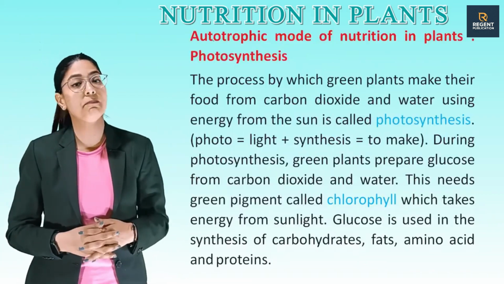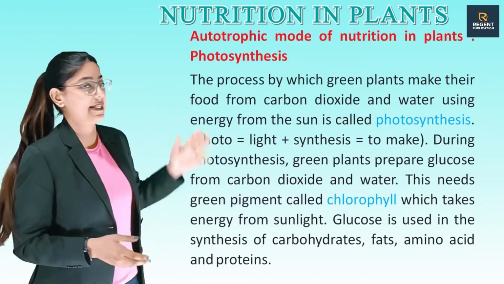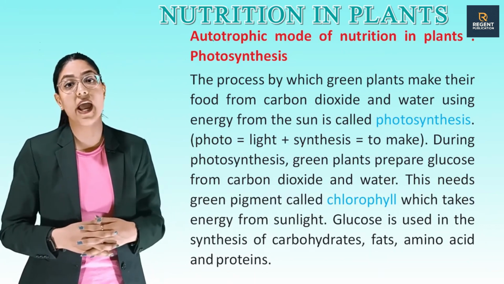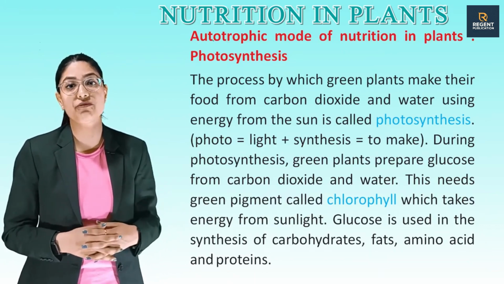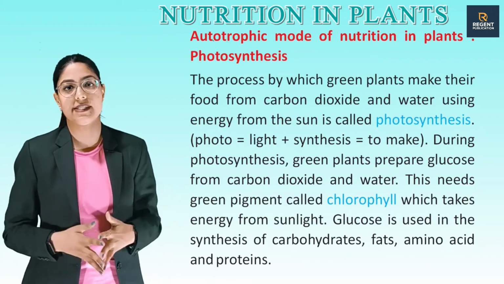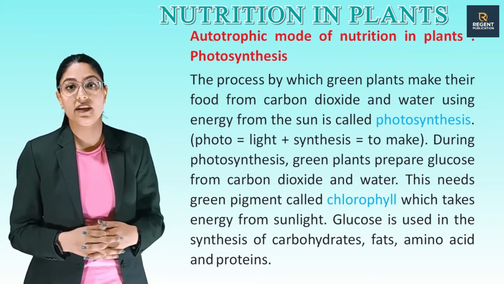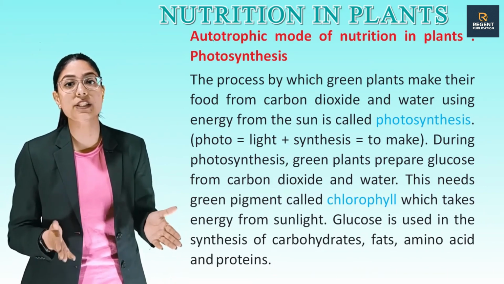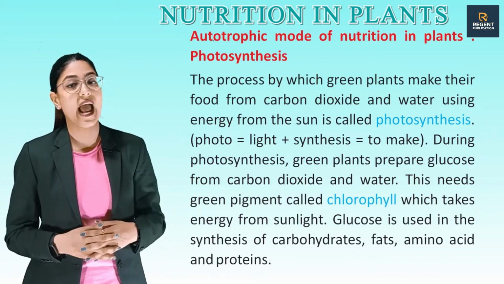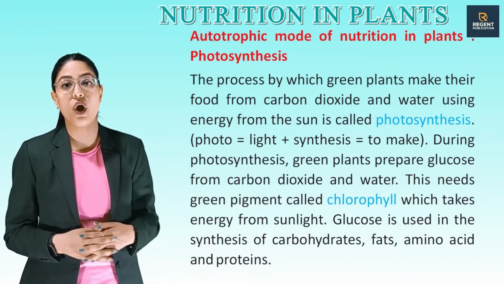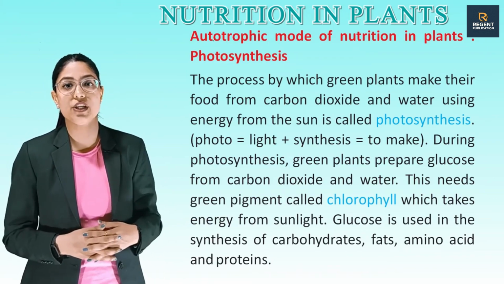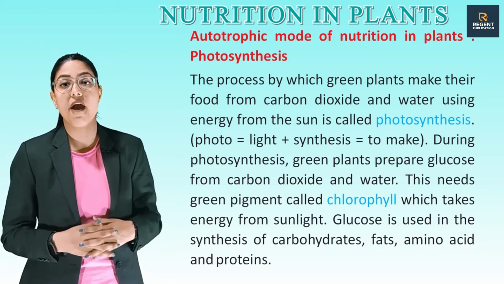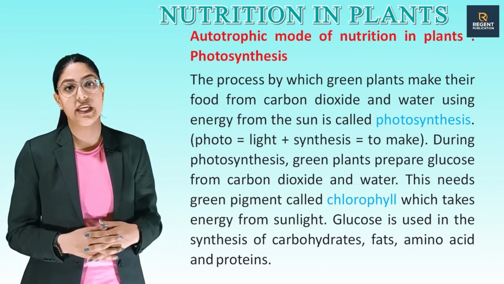Autotrophic mode of nutrition in plants. Photosynthesis. The process by which green plants make their food from carbon dioxide and water using energy from the sun is called photosynthesis. Photo means light and synthesis means to make. During photosynthesis, green plants prepare glucose from carbon dioxide and water. This needs a green pigment called chlorophyll, which takes energy from sunlight. Glucose is used in the synthesis of carbohydrates, fats, amino acids and proteins.